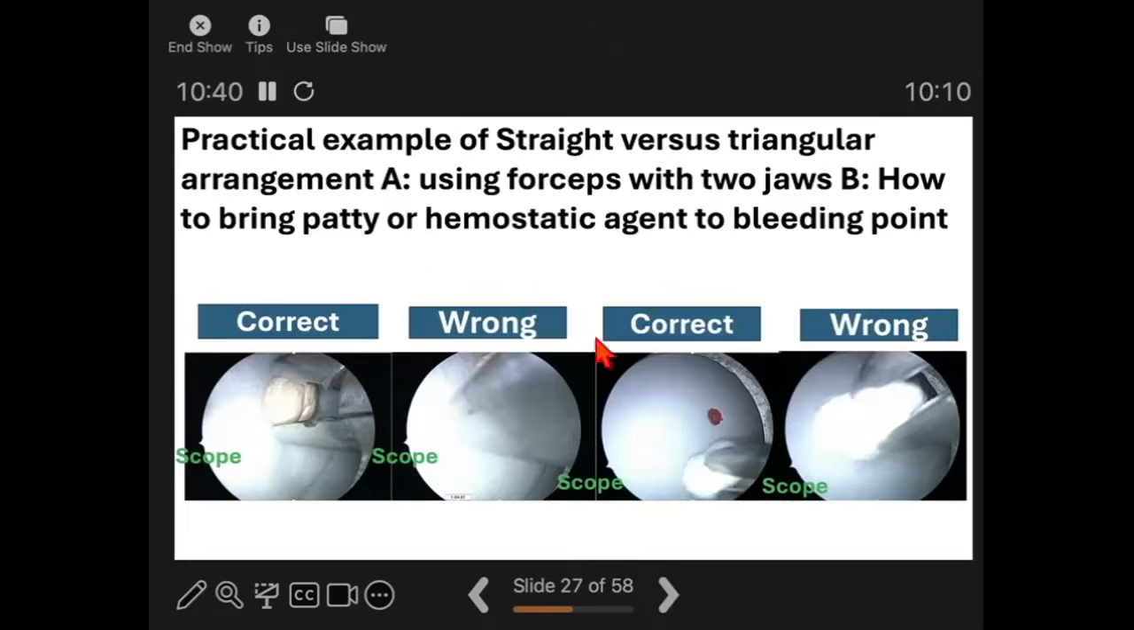This diagram shows how there should be arrangement between the bleeding point, the patties, and the endoscope. Triangular arrangement allows visualization of the patties and the bleeding point, but if the scope and the patty and the bleeding point are in a straight line, then the bleeding point is not visualized and you cannot place it exactly on the bleeding point. Whereas in this case with triangular arrangement, if you bring it from the side, you can keep watching the bleeding point and put it at a correct place.